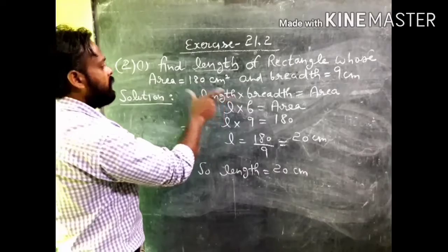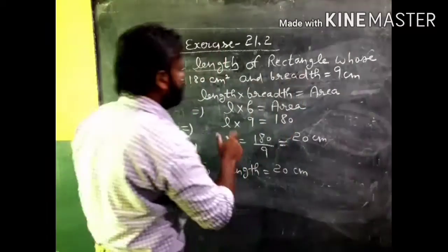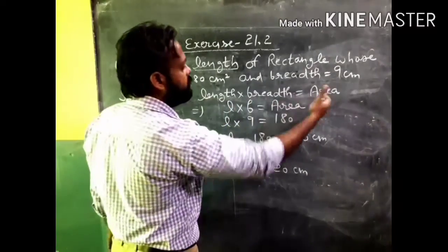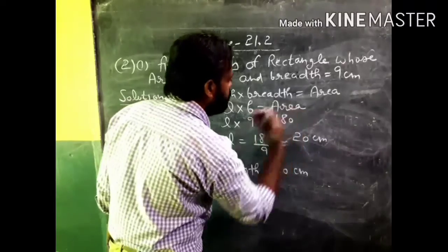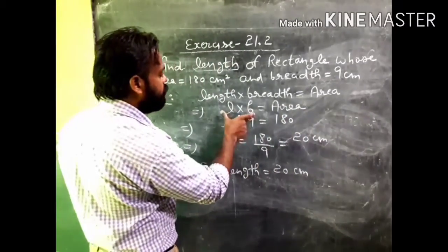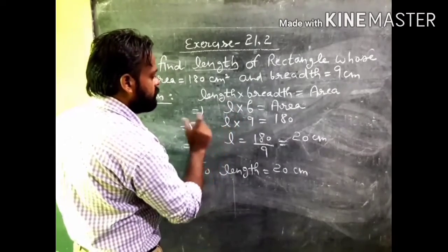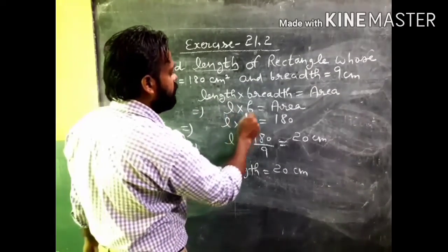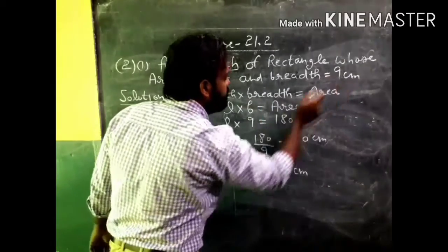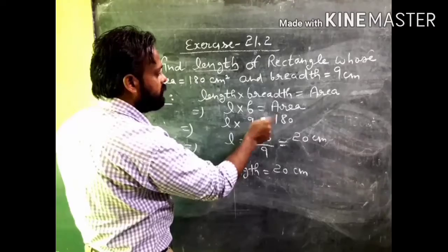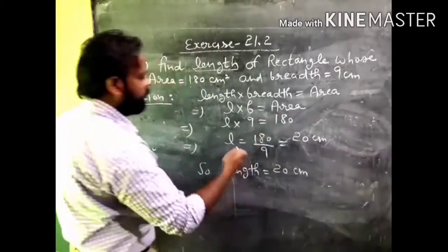Here you can see the area is given and the breadth is given, and we know that length into breadth is equal to area, or simply L into B is equal to area. Then you can put the values here. We have to find the value of L, so write L as it is, and the breadth B is 9 centimeter. So put 9 centimeter here, and the area is equal to 180.